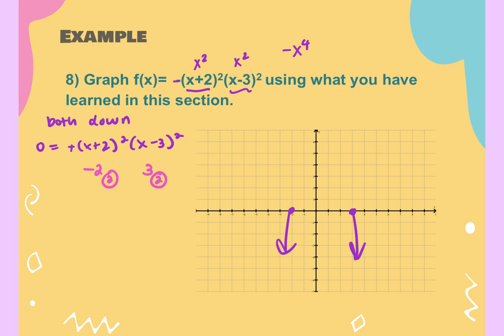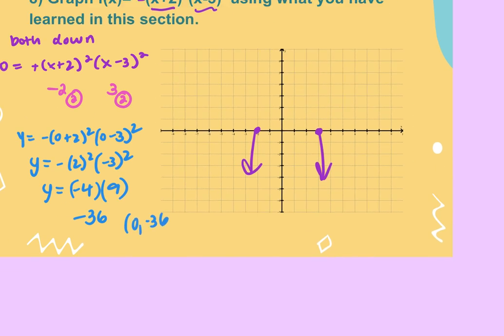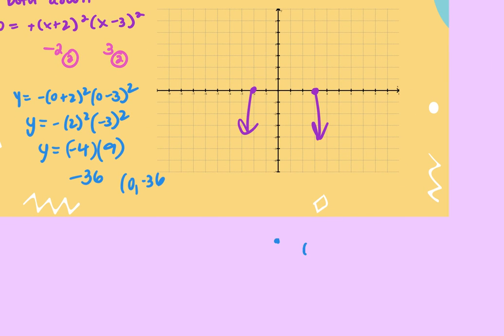So to figure out how low I need to go, I do the y-intercept. Which is all the way off my graph.